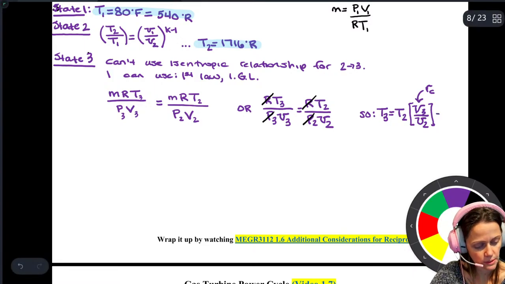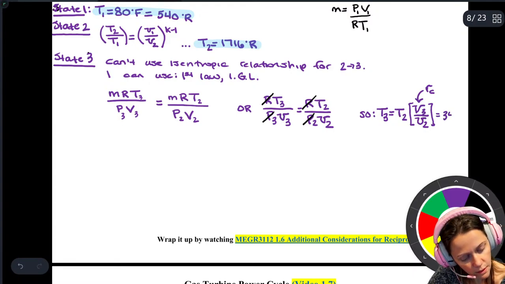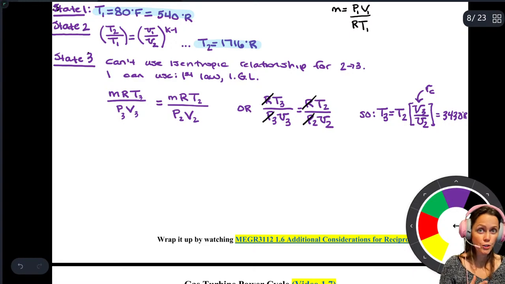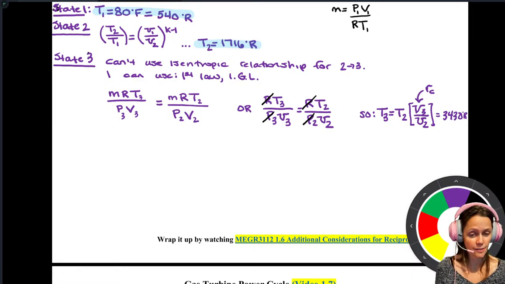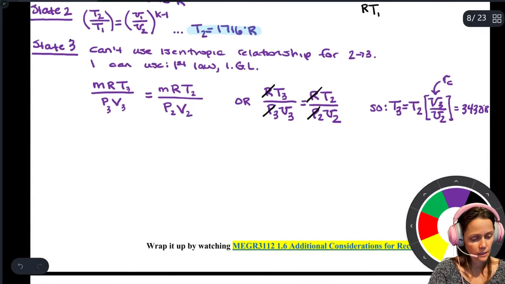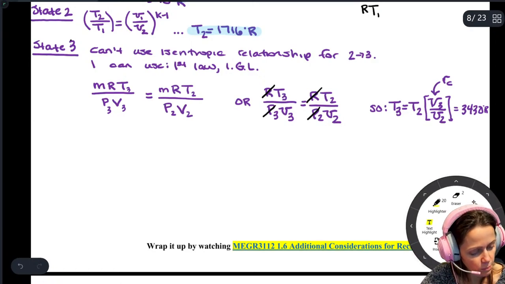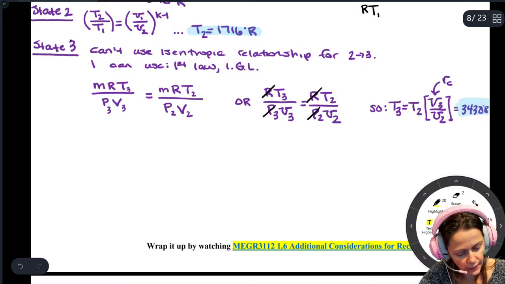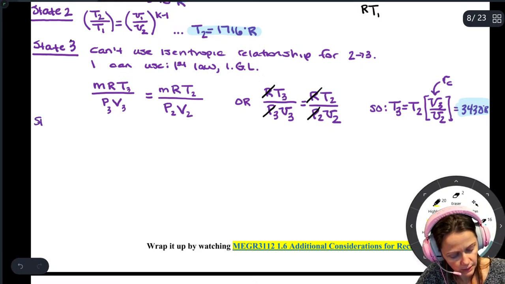And so let's see what I've got. I end up getting a value of 3432, and that is also in degrees Rankine. Make sure that you put it in degrees Rankine. If it's going in the ideal gas law, it's got to be in degrees Rankine. So, okay, perfect. So that's one of the temperatures. And then the very last thing I need is state 4.